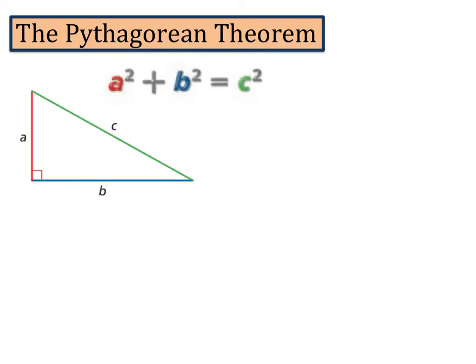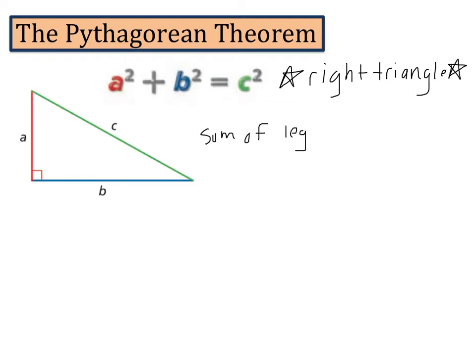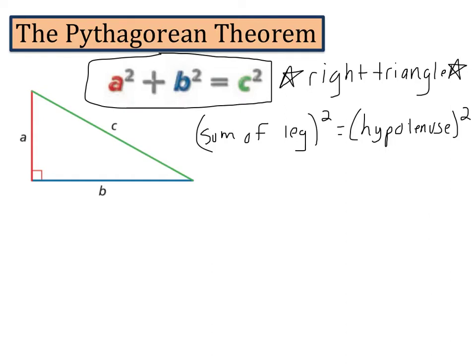The Pythagorean Theorem is used to solve the side lengths of any right triangle. So the triangle has to be a right triangle to use the Pythagorean Theorem. The Pythagorean Theorem tells us that the sum of the legs squared equals the hypotenuse squared, or more casually known as a squared plus b squared equals c squared.